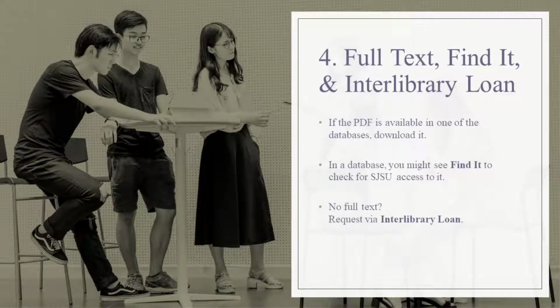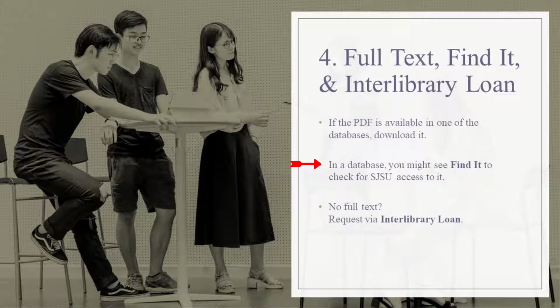Obviously, the abstract and citation information is not going to be enough for your research. You're going to have to get the full text or the PDF of the article. There's a couple different ways to do that. I'm going to walk you through it. You'll need to check to see if the PDF is available in the database. There'll usually be an icon or a link that says full text. If so, go ahead and download it and save it to your computer, just in case you ever lose internet access. You'll have the article on hand.